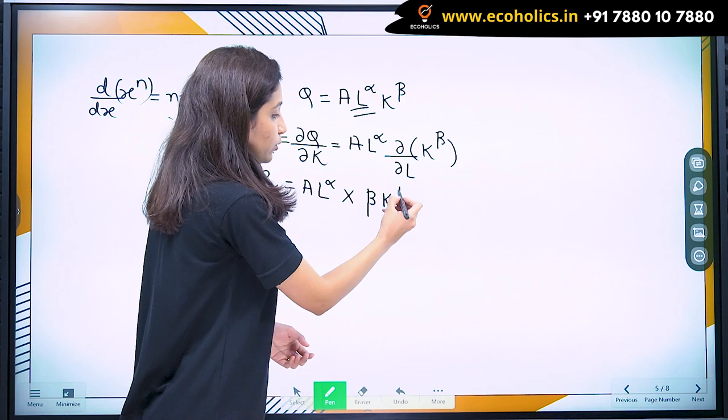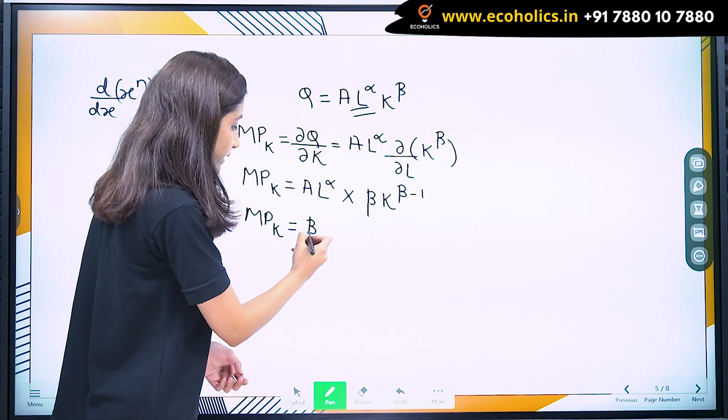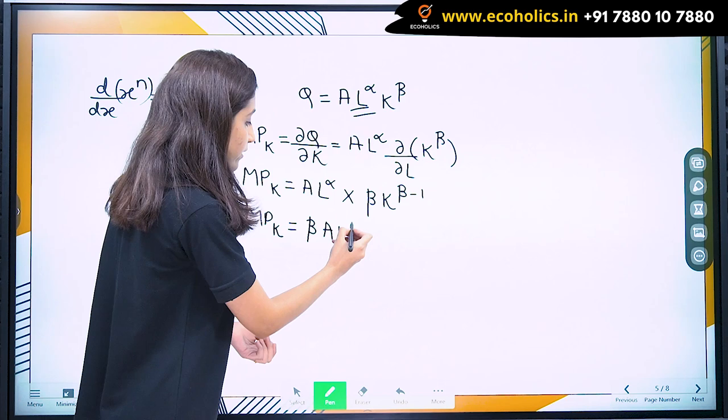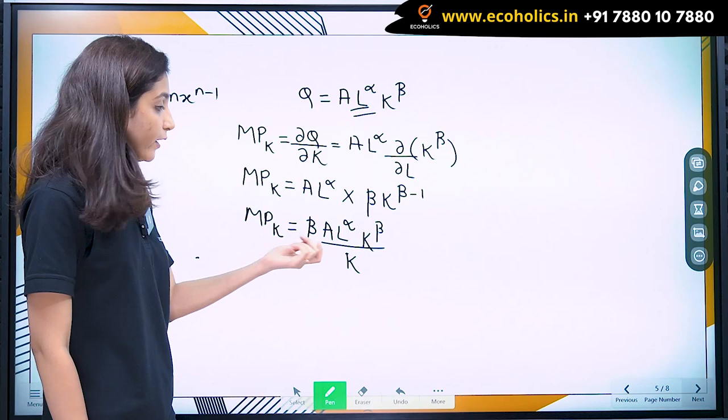Now, MPK is equal to beta A L raised to alpha K raised to beta divided by K. So now we can write MPK also like this.